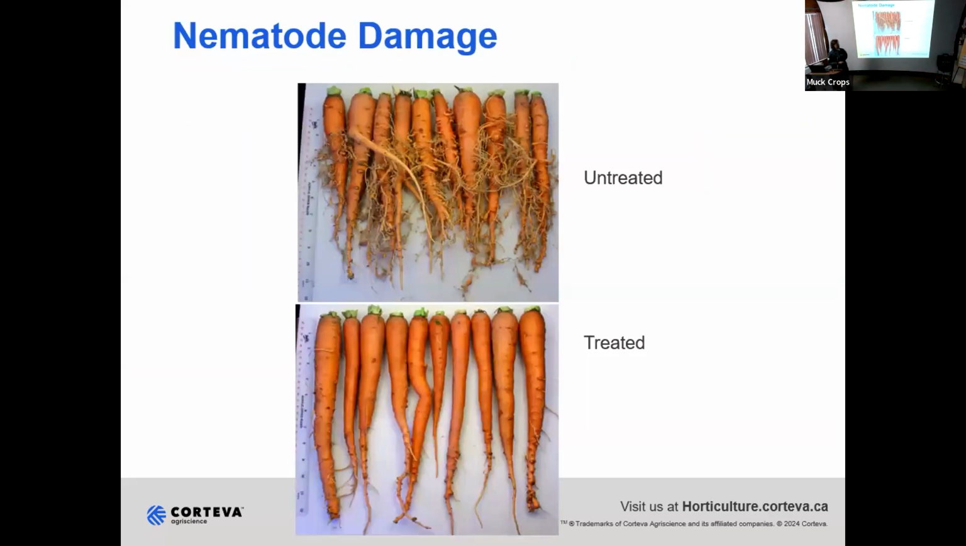Here's another example. Nematodes can cause a lot of forking, galling, unhealthy, unmarketable roots in carrots compared to what they should be and what you were aiming for with carrots and limited nematode production.